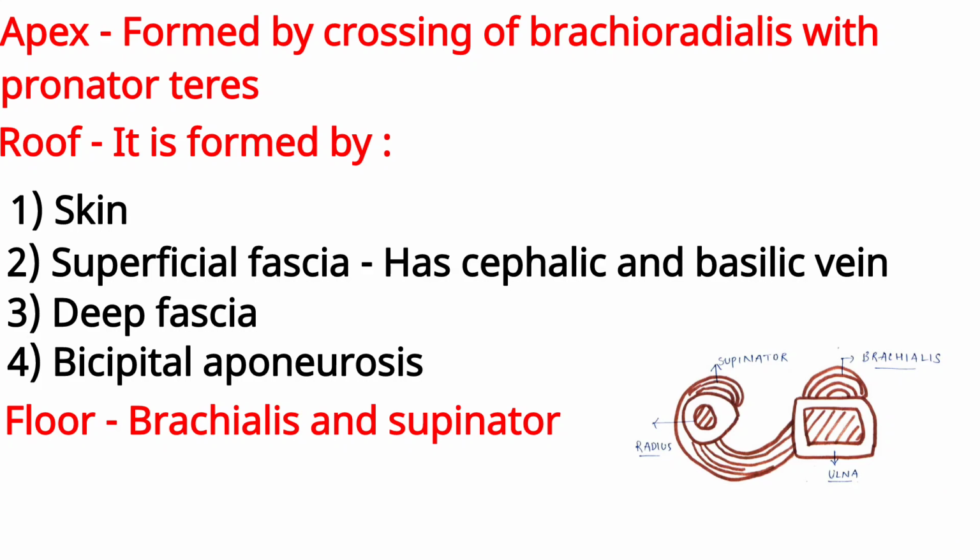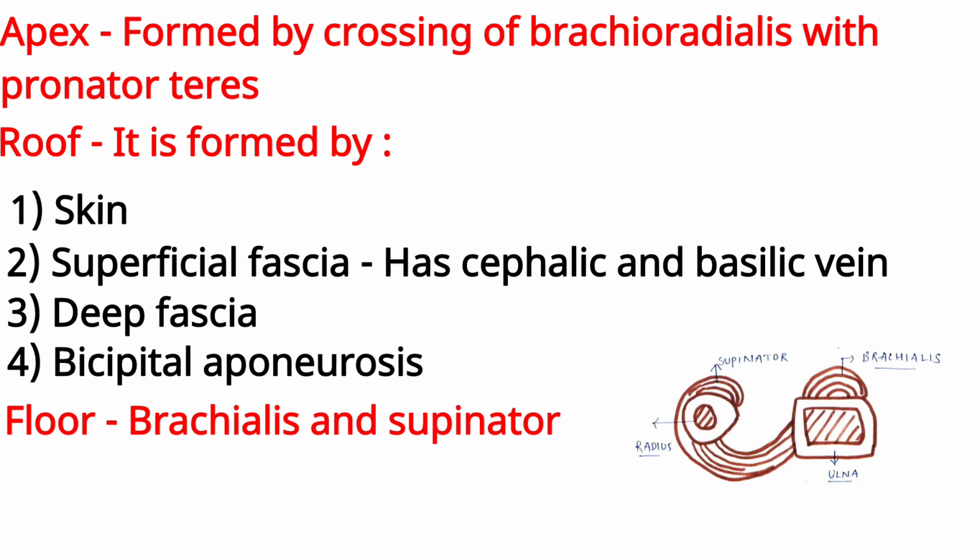Now coming to the apex of the cubital fossa. Since cubital fossa is a triangular space, it is bound to have an apex also. The apex of the cubital fossa is formed by two muscles, brachioradialis and pronator teres. The joining of the brachioradialis and pronator teres forms the apex of the cubital fossa. Remember, the apex is directed towards the hand.